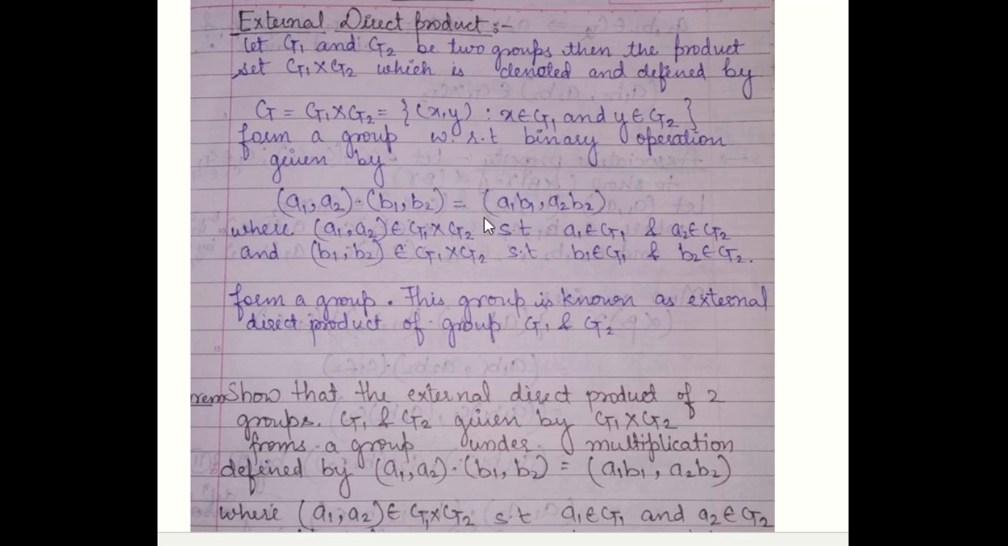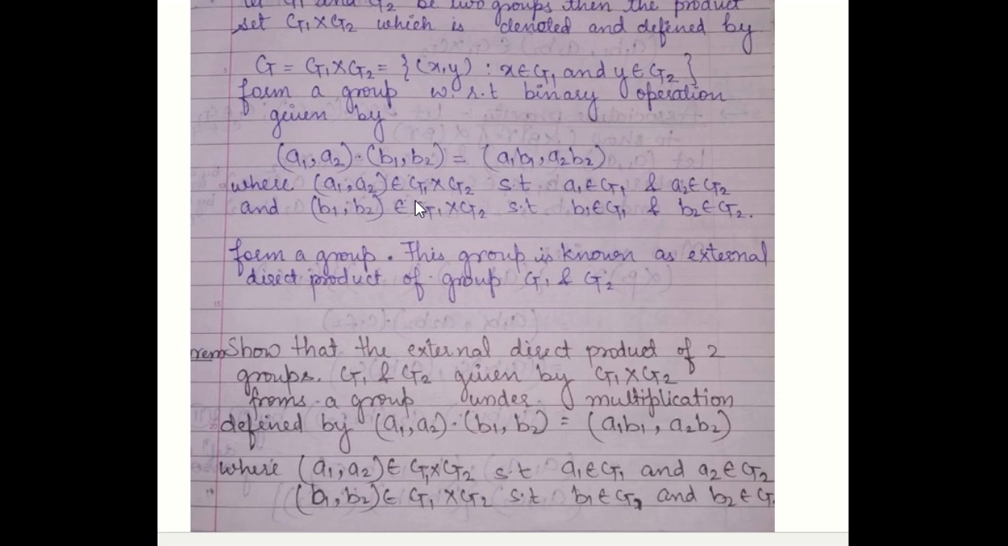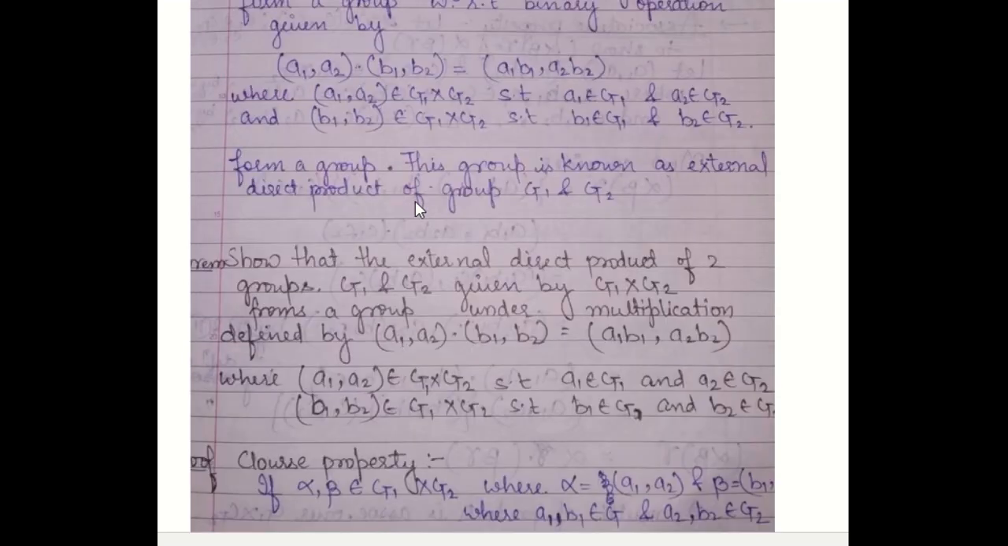Being a binary operation for this set, now we will discuss whether it forms a group or not. Here (a1, a2) belongs to G1 cross G2, so a1 belongs to G1 and a2 belongs to G2, and (b1, b2) belongs to G1 cross G2, so b1 belongs to G1 and b2 belongs to G2. Now we are going to show that with respect to this binary operation, the set G1 cross G2 forms a group. That is what we have to prove. This type of group is called the external direct product of the two groups G1 and G2.